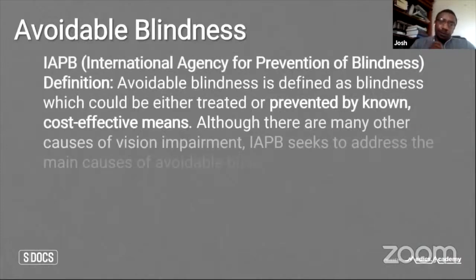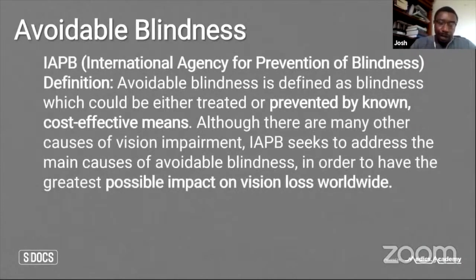Here's the definition from the International Agency for the Prevention of Blindness. It is defined as blindness which could be either treated or prevented by known cost-effective means. Although there are many other causes of vision impairment, IAPB seeks to address the main causes of avoidable blindness in order to have the greatest possible impact on vision loss worldwide. So you can see avoidable blindness is a major target for global health ophthalmology. And it makes sense, doesn't it, to target those easily preventable or easily treatable conditions.